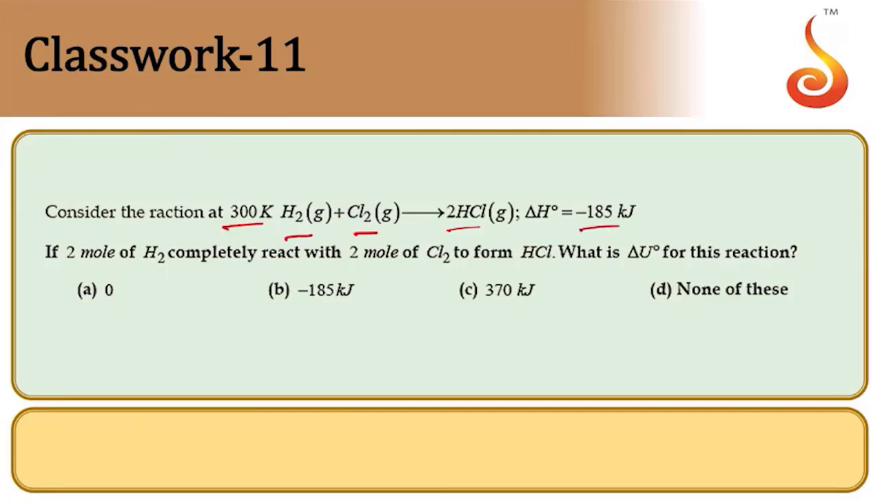Then comes, consider the reaction at 300 Kelvin, H2 plus Cl2 giving rise to 2HCl. Delta H naught is given. Enthalpy change is given to us. If 2 moles of H2 completely react with 2 moles of Cl2 to form 4 moles of HCl, what is the value of delta U for the reaction? They are asking us internal energy change, and they have given us enthalpy of the reaction there.